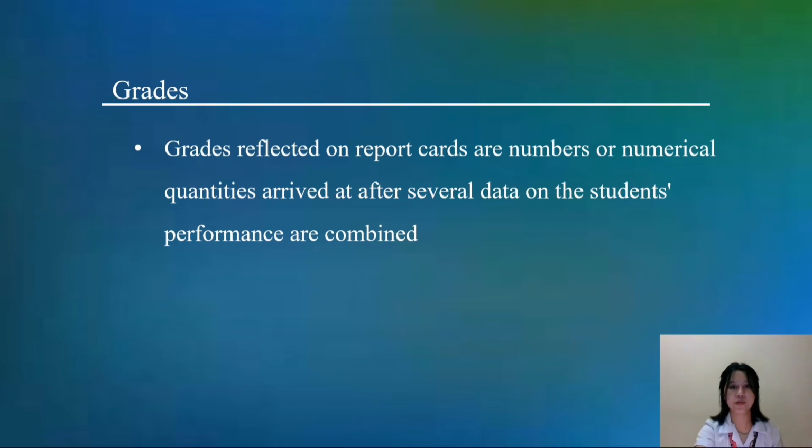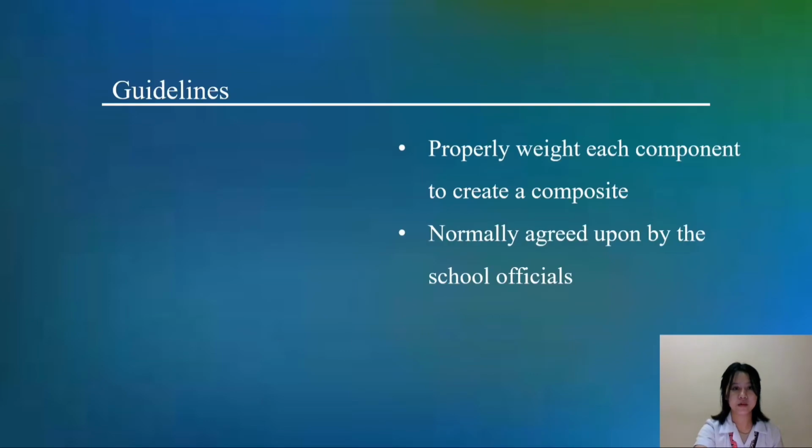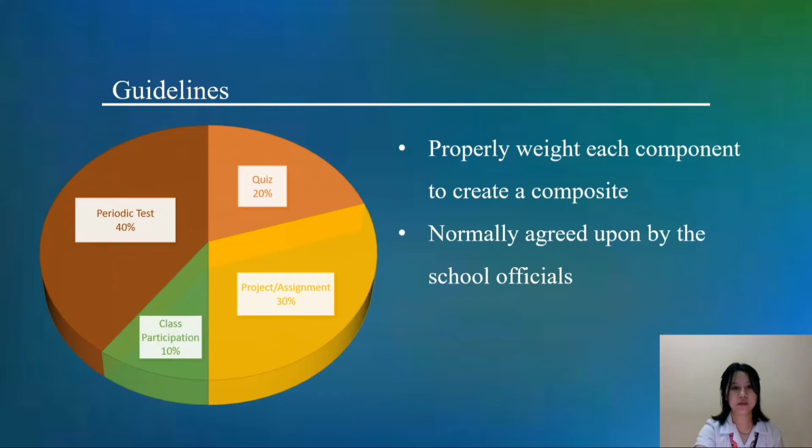Next, grades reflected on report cards are numbers or numerical quantities arrived at after several data on the student's performance are combined. The following guidelines may be considered in combining such data. The first one, properly weigh each component to create a composite. The weights used are normally agreed upon by the school officials. Example here on how many percent goes for quizzes, for periodic tests, project assignments, and class participation.